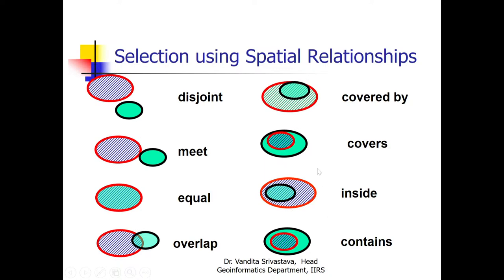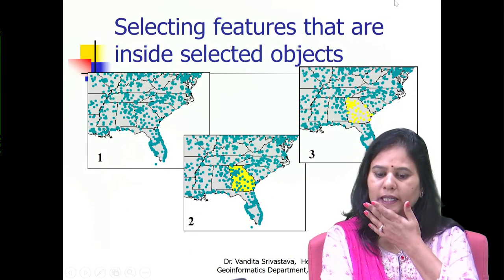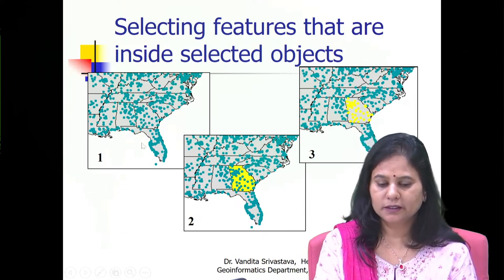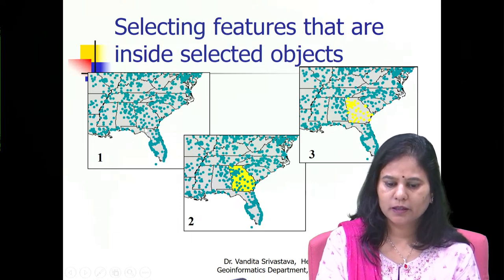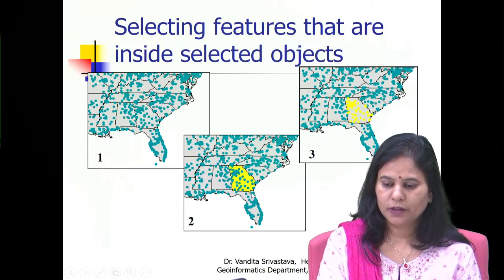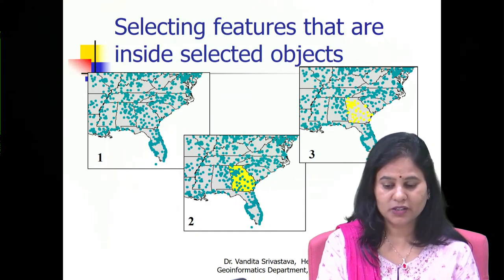Now having talked about these spatial relationships, how we can make use of these spatial relationships. So I'll show you some of the examples. Like here, these are some cities in US. Now I want to select all the cities in a specific state. Let us say the state of Georgia. So to get this answer, I need to perform two steps, two queries actually.